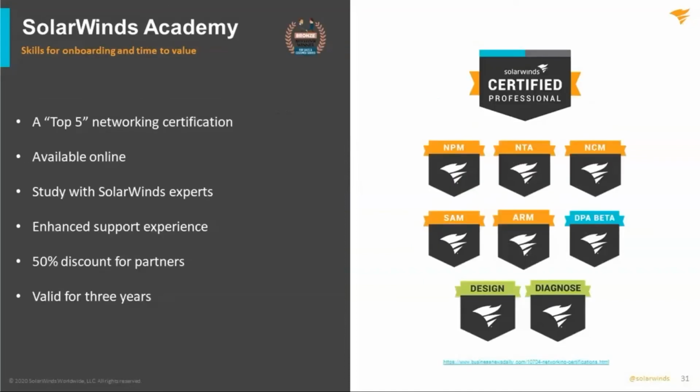I mentioned the SCP, the SolarWinds Certified Professional. You can do that now in 8 different categories. You have Network Performance Monitor, NetFlow Traffic Analyzer, Network Configuration Manager, Server and Application Monitor, Access Rights Manager, Database Performance Analyzer in beta format right now. And then we also have 2 of the more Orion platform certifications for design and diagnostics, or diagnose as we call it. So if you're technical and you want to get your certifications, you can do that through the SolarWinds Academy.